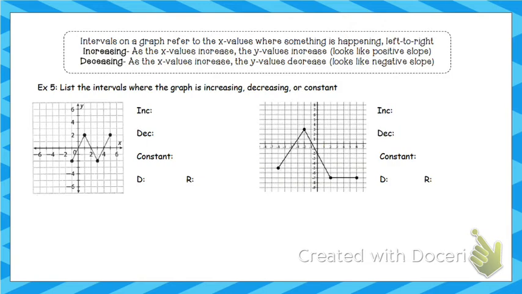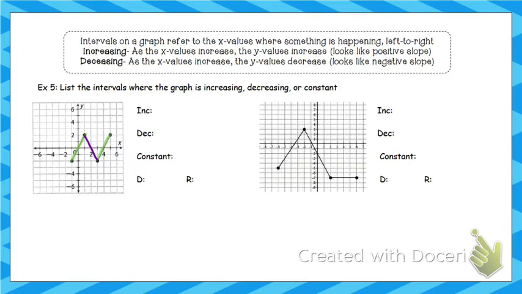So on this first graph, I'm just going to highlight the areas that are increasing. So this graph is increasing on this section and this section. So left to right, the y's get bigger. It also looks like a positive slope. All right, then let's look at where my graph is decreasing. That would be that section right there.